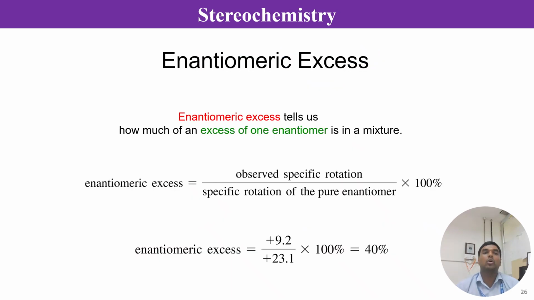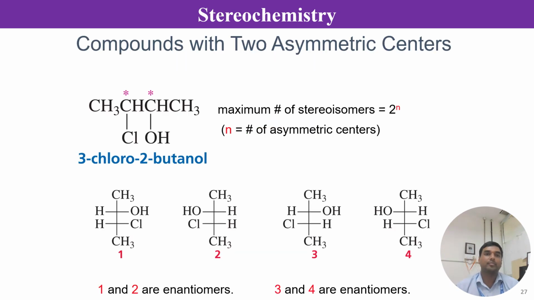And another term is called enantiomeric excess. Enantiomeric excess is the purity of one enantiomer over the other. It is determined by the observed specific rotation divided by the specific rotation of the pure enantiomer, times 100%. So a 40% enantiomeric excess suggests a 70:30 ratio.